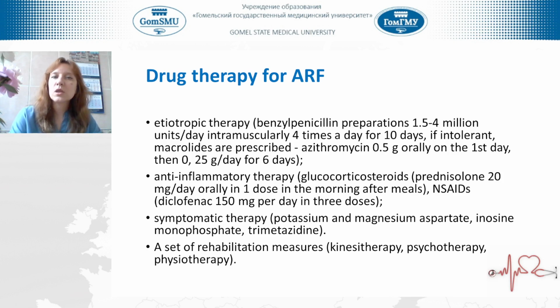Etiotropic therapy includes penicillin preparation, intramuscular. It depends on the type of the drug. If the patient has an allergic reaction to penicillin, we can use macrolides, such as azithromycin, for example. Anti-inflammatory therapy includes glucocorticosteroids and NSAIDs, such as diclofenac. Symptomatic therapy: potassium and magnesium aspartate, inosine monophosphate, trimetazidine, these are additional drugs. A set of rehabilitation measures and physiotherapy are additional measures.